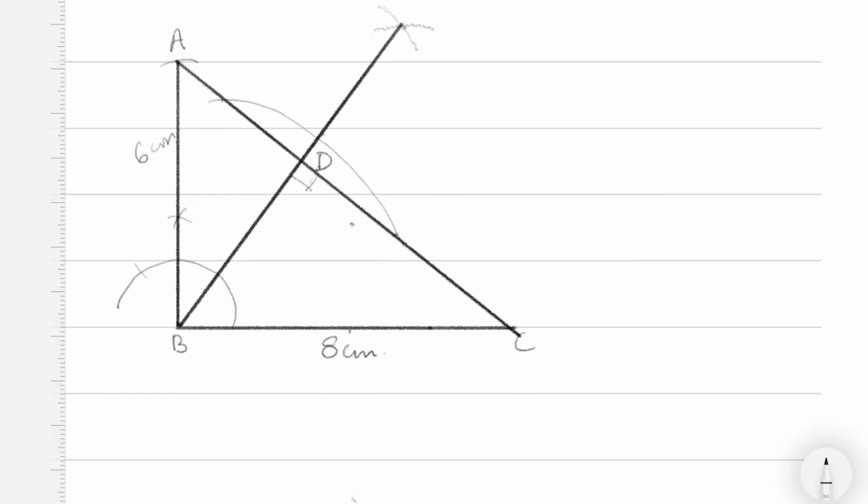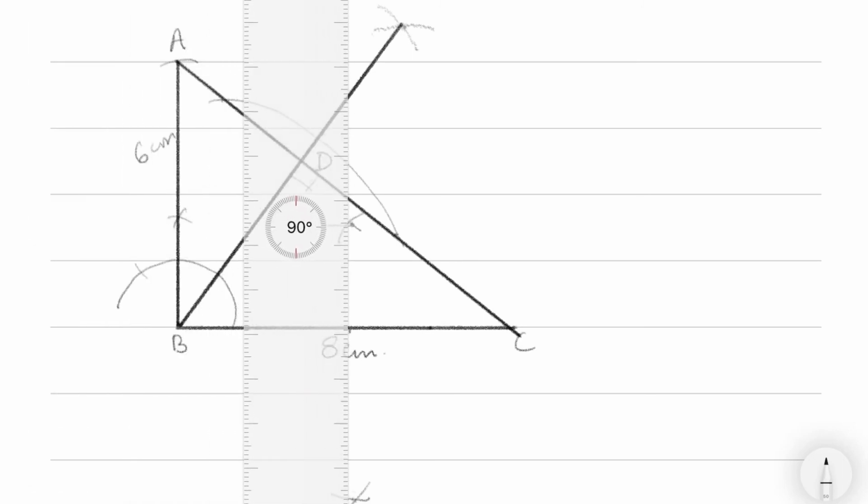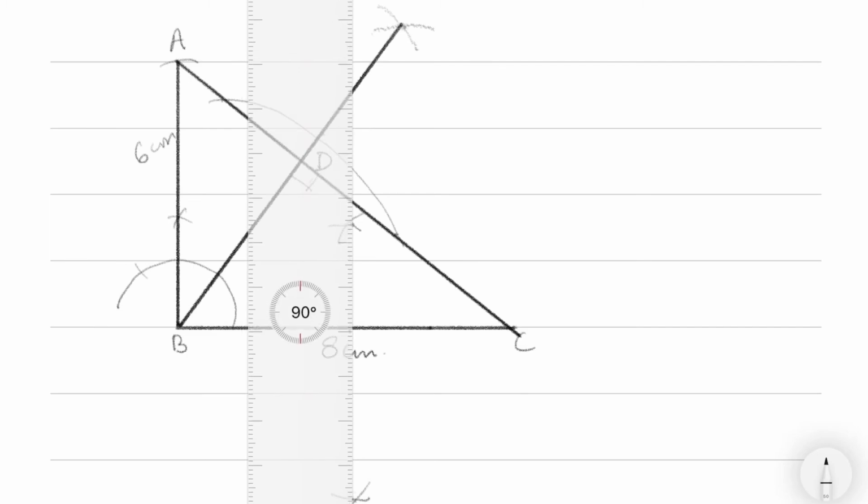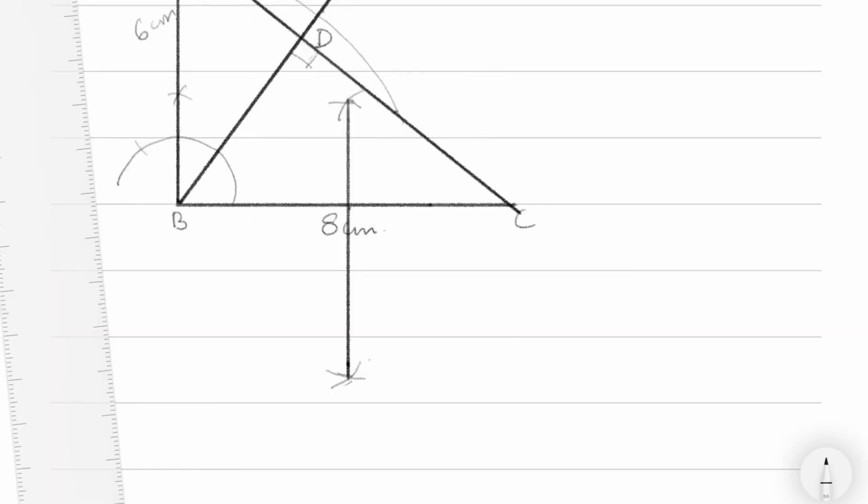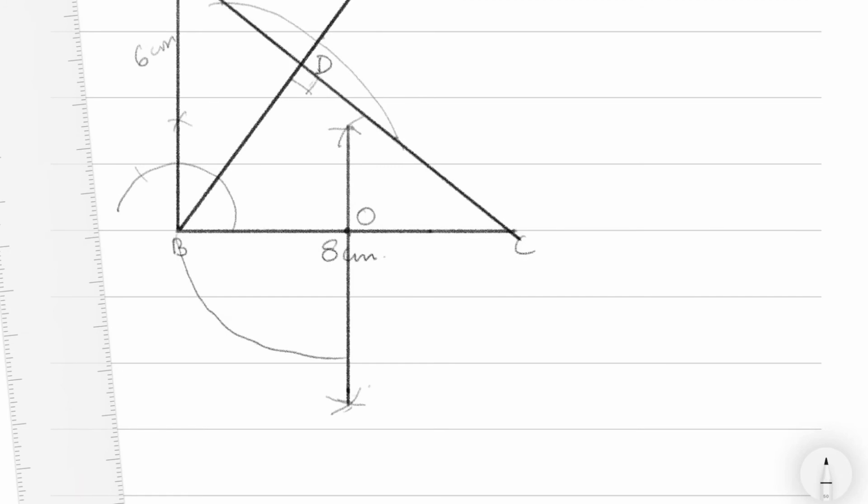Let's construct the perpendicular bisector of BC. So from B, one arc on this side and one on the other side. From C, one arc on this side and one arc on the other side. Let's join these 2 points. So we have got the perpendicular bisector of BC. So we can name this as O. This will be equidistant from B, C and D. So now we can make the circle. This is the circle.